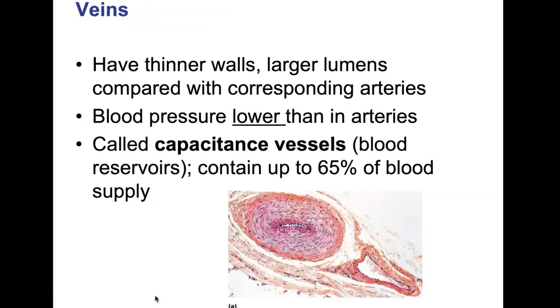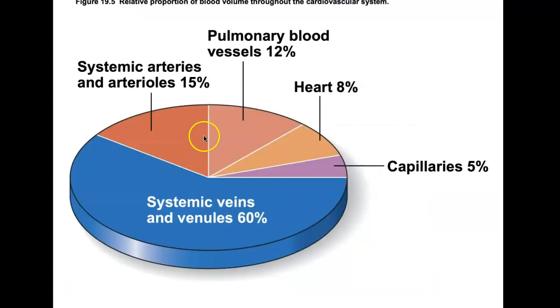Veins usually have all three distinct tunics that we talked about, but their walls are always thinner and their lumens, of course, are a lot larger. So the reason why veins have larger lumens is because veins are called capacitance vessels or blood reservoirs because they can hold up to 65% of the body's blood supply at any time. And looking at this image, you could see the relative proportion of blood volume through the cardiovascular system with the systemic veins and venules accounting for that 65% of the blood supply.